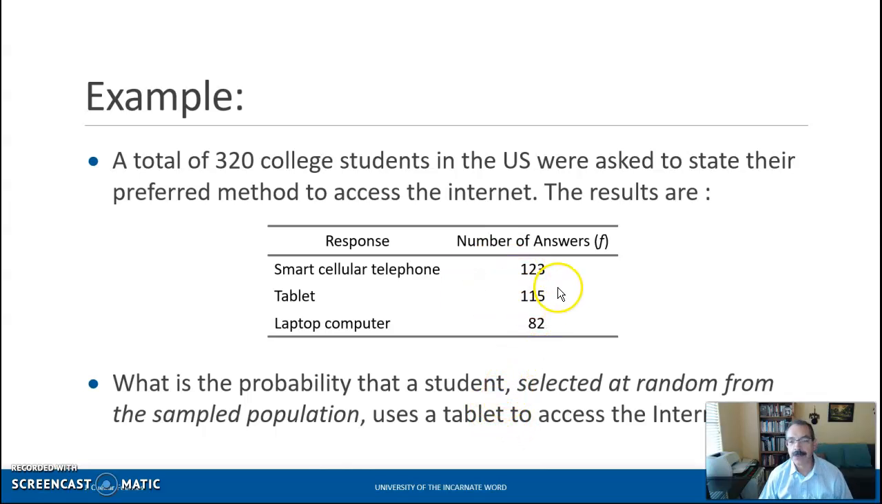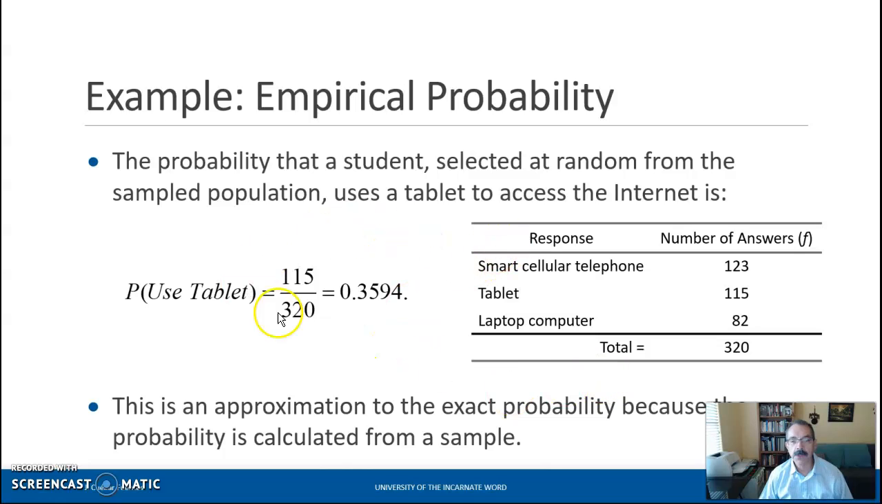Well, very easy. You can sum the total frequencies, which we know is 320, and then we divide the number of individuals that said that they use the tablet by the total number of individuals that were interviewed. So here I'm showing the calculation. The probability of using a tablet is 115 divided by 320, the total number of participants, and that is a probability of 0.3594, or you can say it's about 36%.